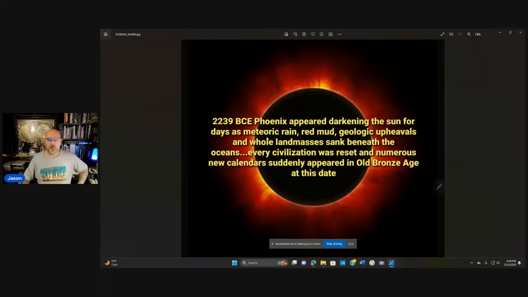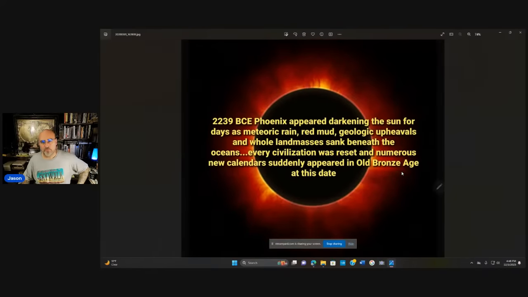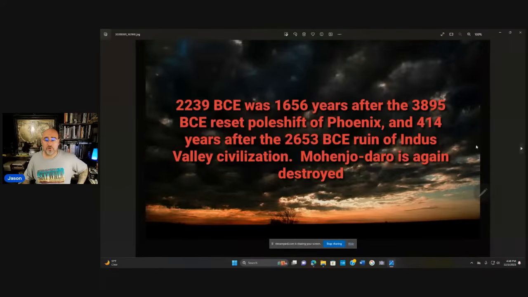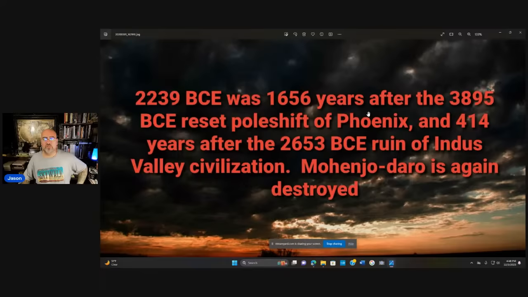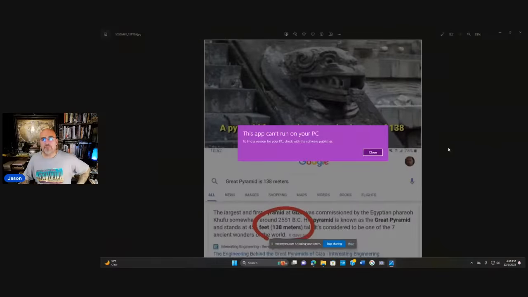So here we have the darkening of the sun, meteoric rain, red mud, geological upheavals, and whole land masses sank beneath the oceans. Every civilization was reset, and numerous new calendars suddenly appeared in the old Bronze Age at this day. Remember, the vapor canopy collapsed, the new sun calendars appeared, and life continued. There was a bunch of survivors. So 2239 BC was 1656 years after 3895 BC reset pole shift by Phoenix, and 414 years after the 2653 BC ruin of the Indus Valley civilization, which was also caused by the Phoenix. Mohenjo-Daro is again destroyed.